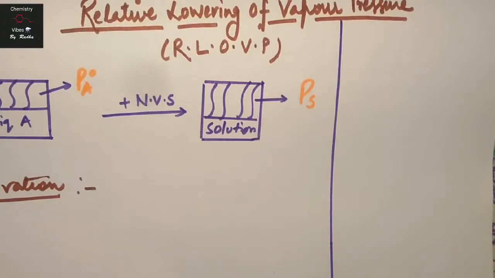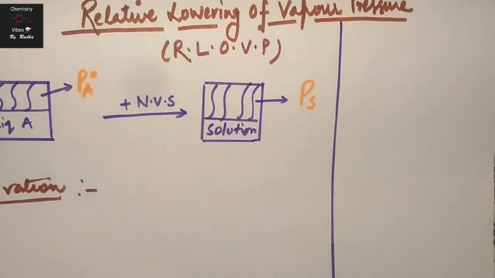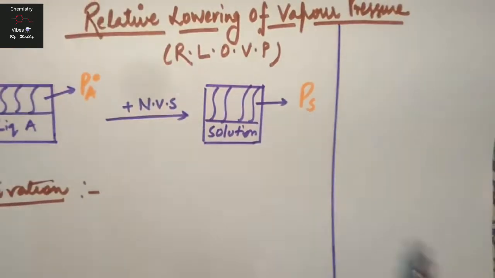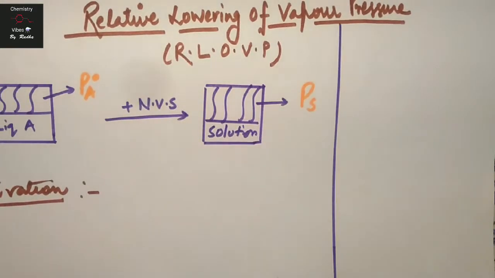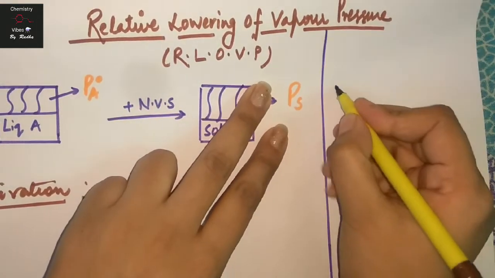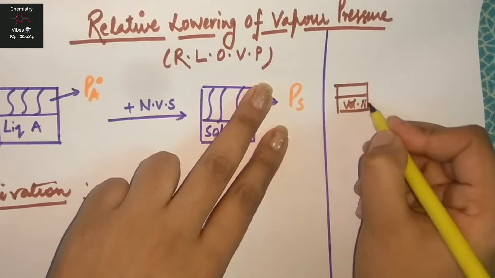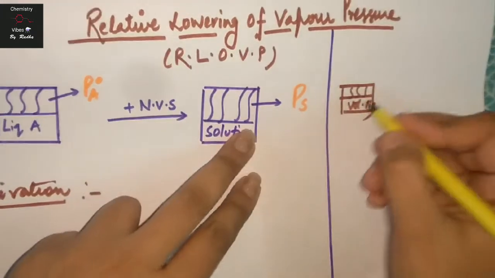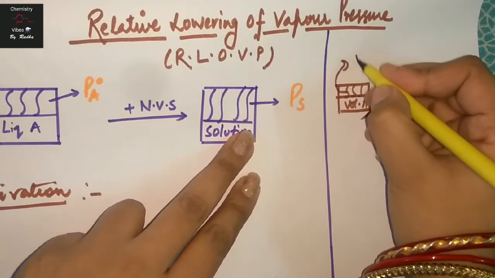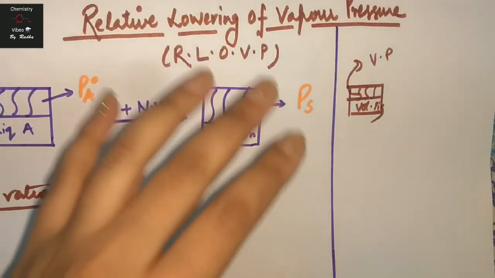Now let us move on to the first colligative property, that is relative lowering of vapor pressure. Now understand this. What does this mean? First, forget the term relative. Focus on lowering of vapor pressure. Now, how does this lowering of vapor pressure or decrease in vapor pressure happen? Suppose we are taking any volatile liquid, and a volatile liquid will have its own vapor pressure. Volatile liquids, as we all know, have their own vapor pressure.